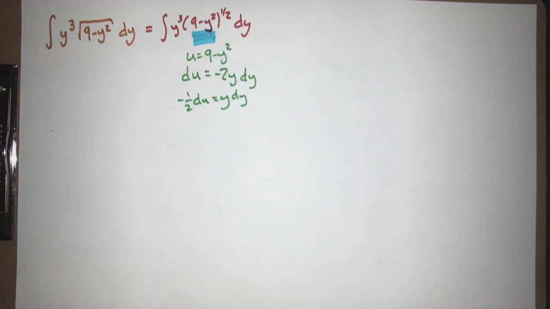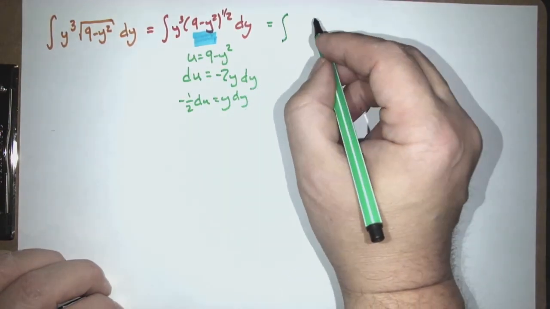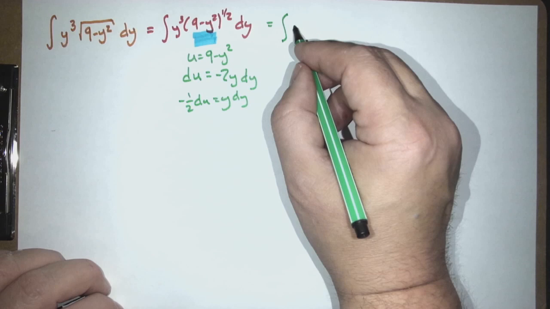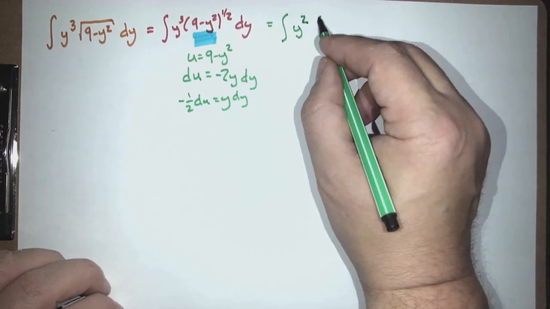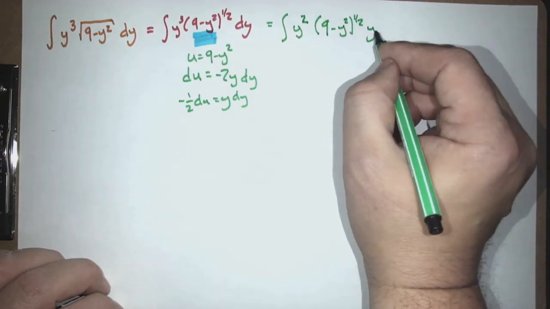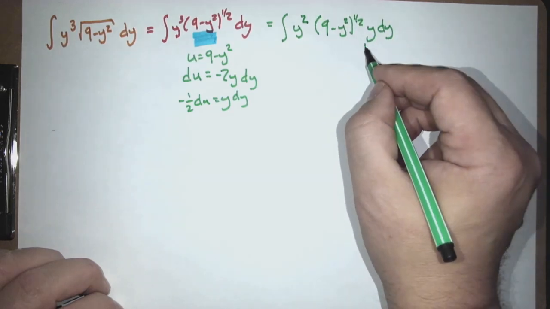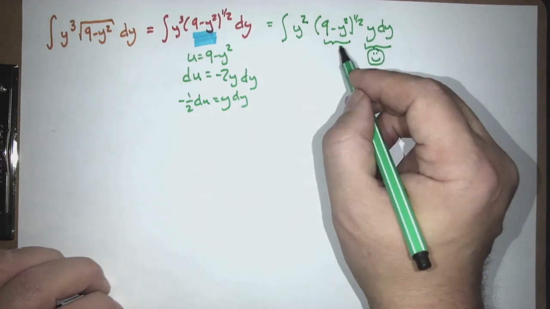Do we have a y dy? We have a y cubed. Oh dear. Let's pull some stuff around. We can rewrite it. We have a y cubed. Let's pull off a y. So we have y squared, 9 minus y squared to the 1/2, y dy. So the y dy we're happy with. The 9 minus y squared we're happy with.